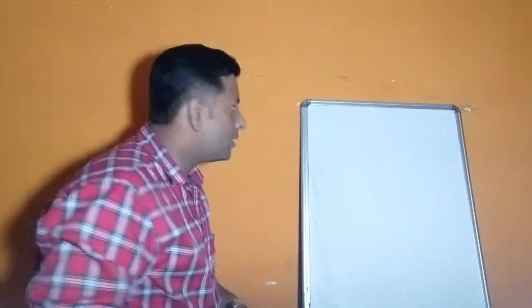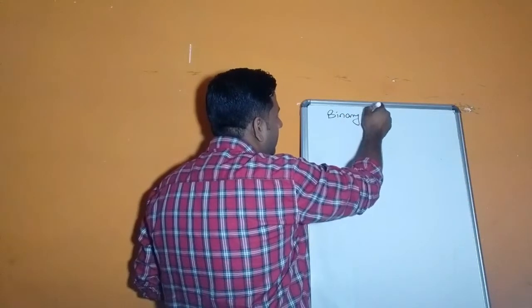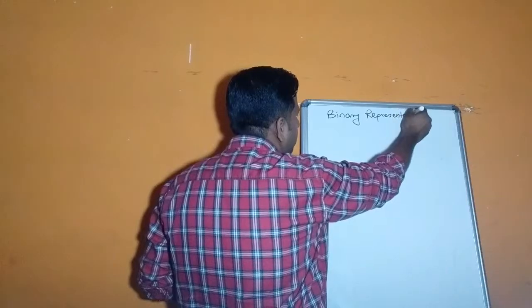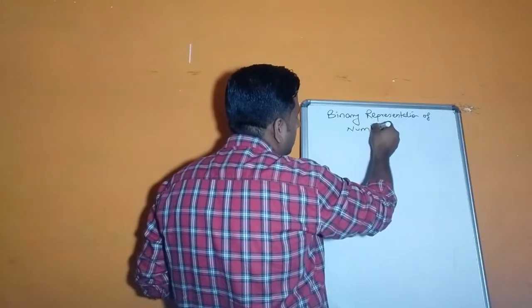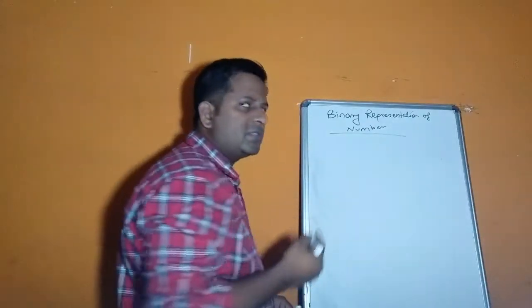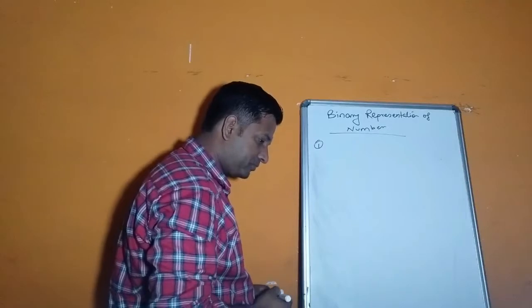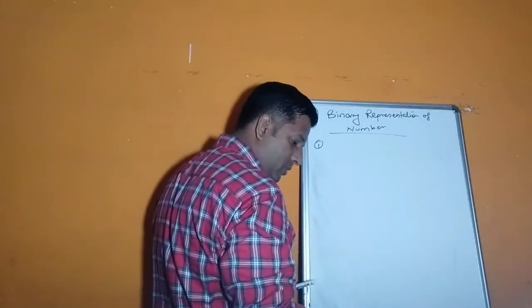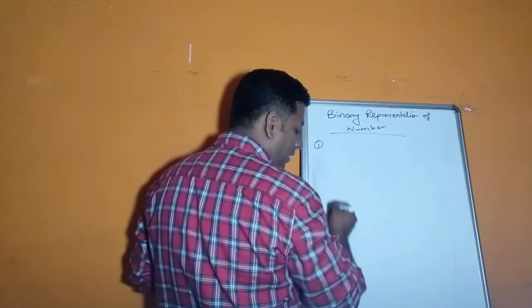Now see, binary representation of numbers. Number means integer value. Okay, there are three different ways. Number one, sign magnitude representation.